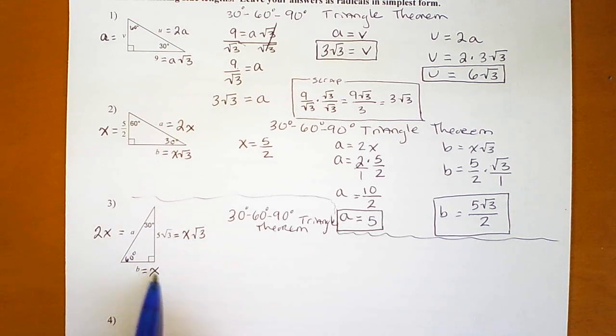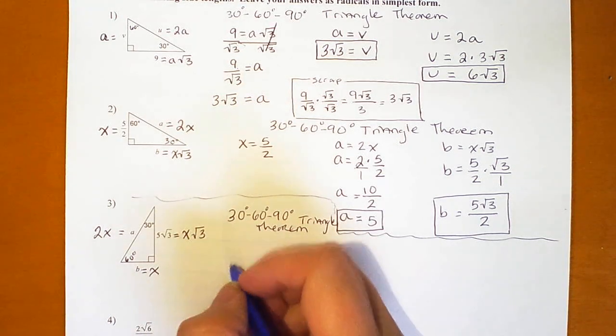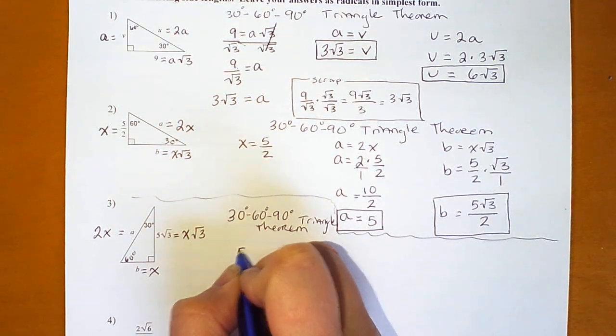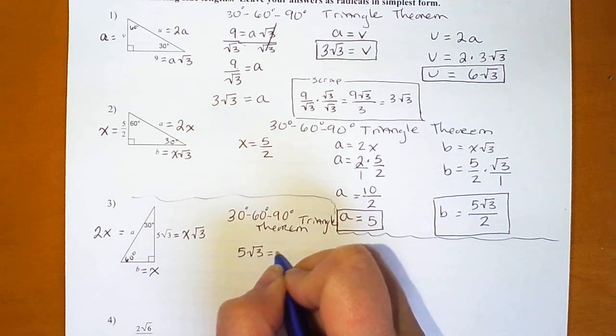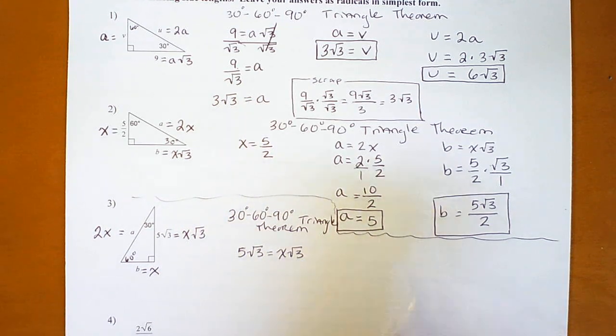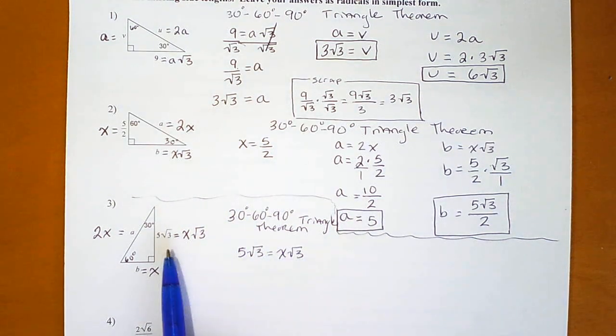And I don't know the length of the shorter side. In this case, I know the length of the longer leg. So I'm going to just set up my equation. 5 root 3 equals X root 3. Those of you doing mental math might be like, oh, but this has a root 3 in it, so that means X is 5. Well, you would be correct.